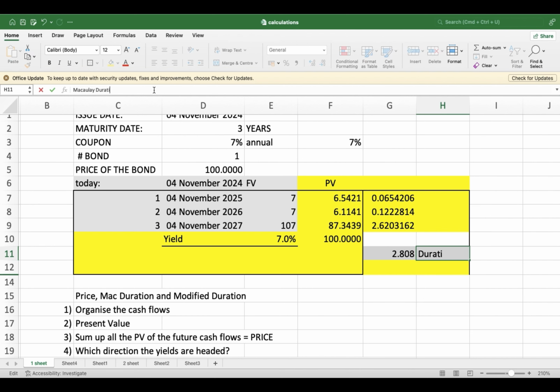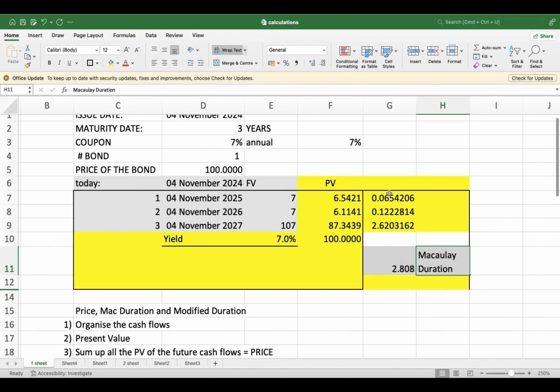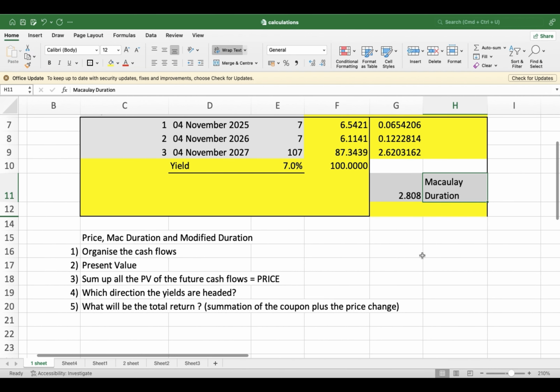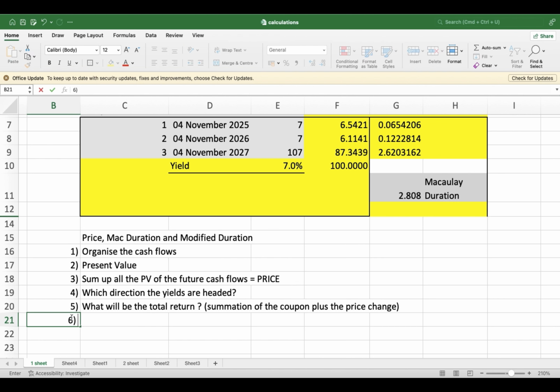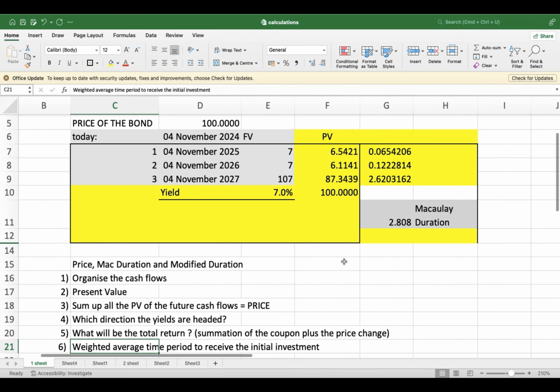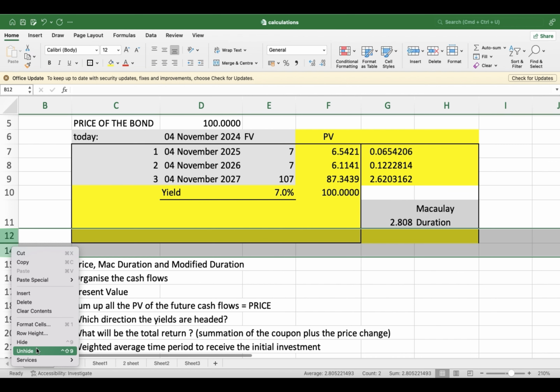Macaulay duration is the weighted average time period to receive the initial investment. Very important. How long until this money comes back? So it's a 3-year bond, and the entire money comes back to me in 2.808 years.